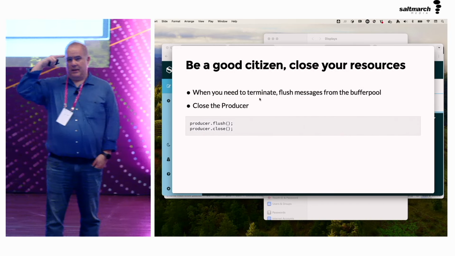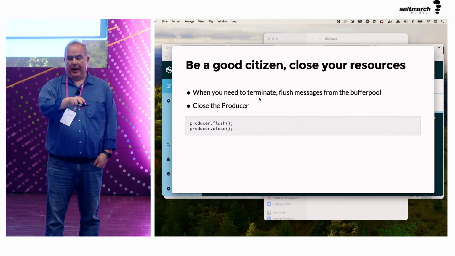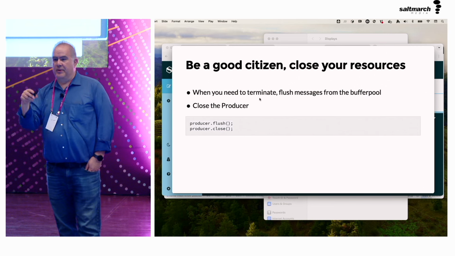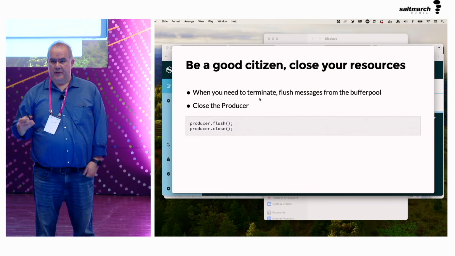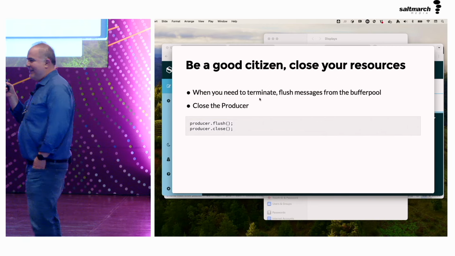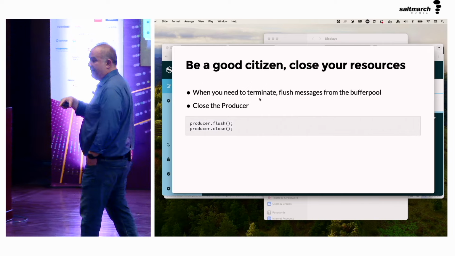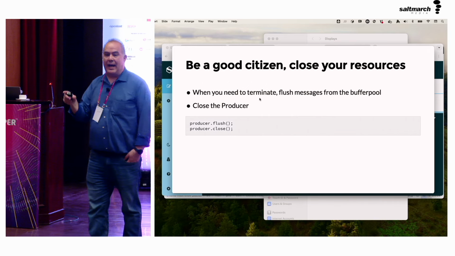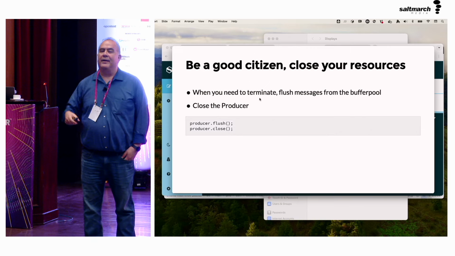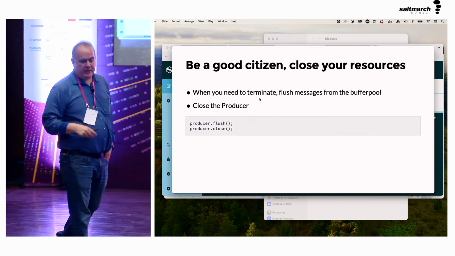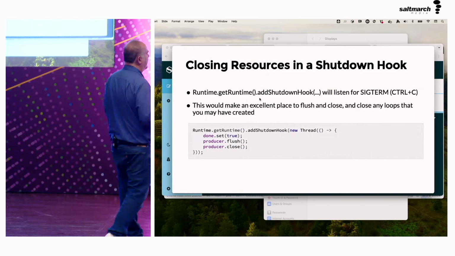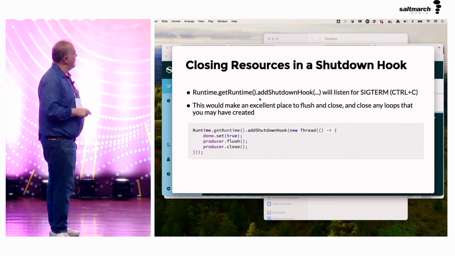And as always, be a good citizen. You want to typically flush, but close will flush as well. At the end of the producer, you want to close things up. And why? Train station, right? Always think about that train station. Your messages are getting prepped to get sent out, and those messages may not have been sent out yet. So if you pull the plug on the JVM, what's going to happen to those messages? See you later, right? So you want to be responsible and close things appropriately, okay?